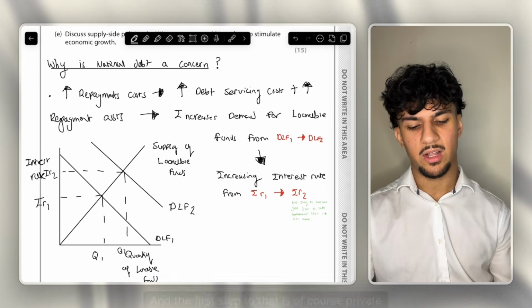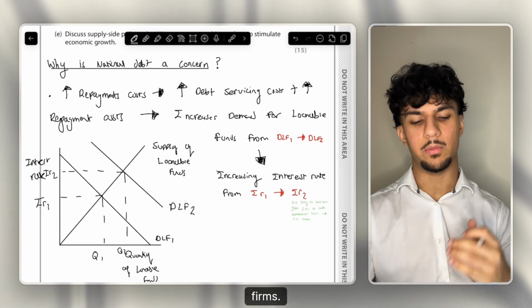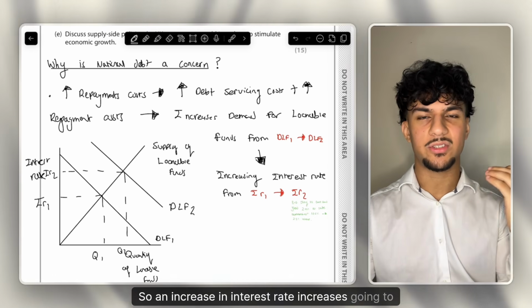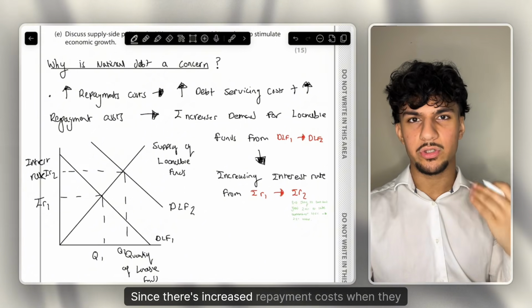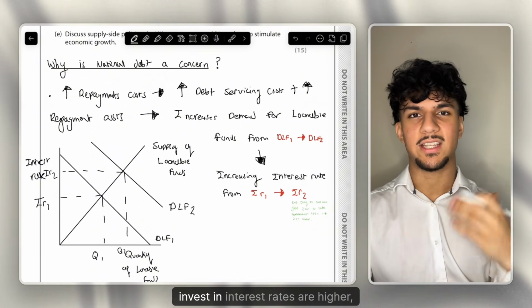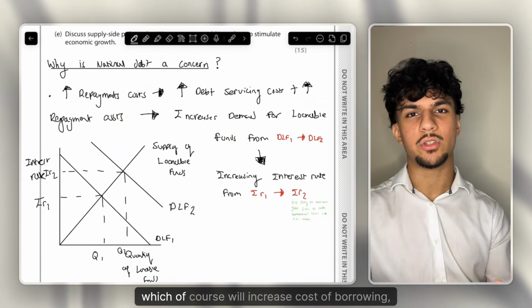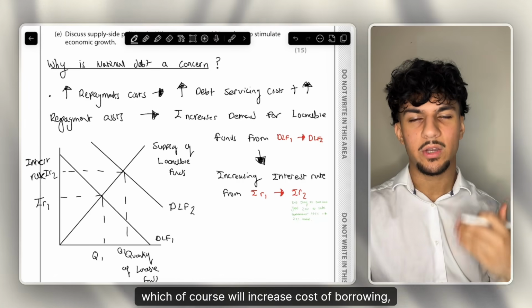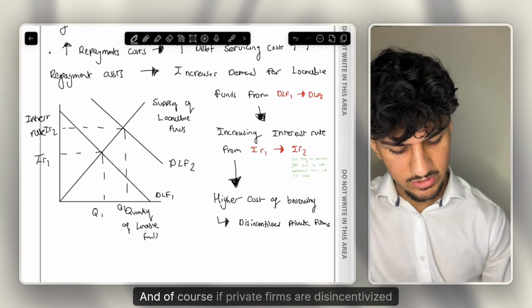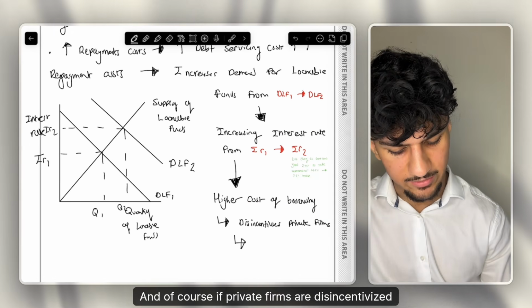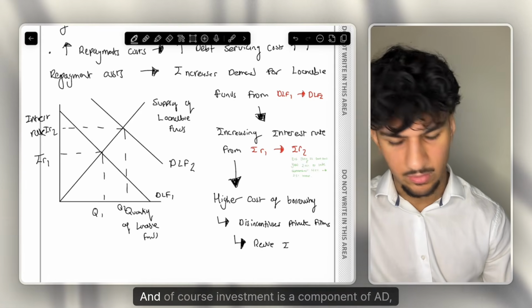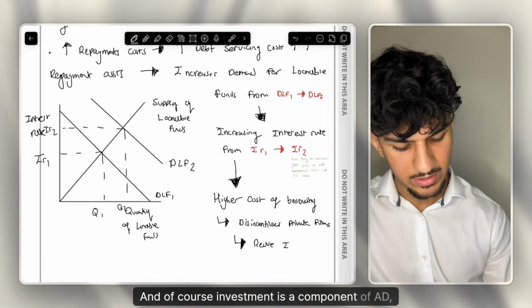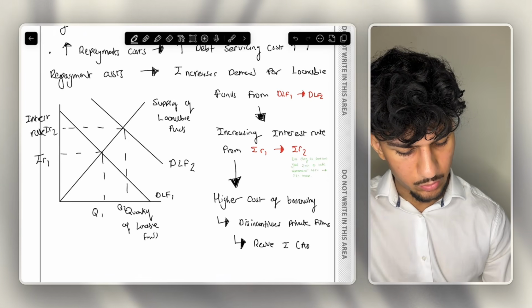Now linking back to my main point, how is an increase in interest rate going to reduce economic growth? And the first step to that is of course private firms. So an increase in interest rate is going to disincentivize private firms investing. Why? Since there's increased repayment costs when they invest, interest rates are higher, which of course will increase cost of borrowing, which disincentivizes private firms. And of course, if private firms are disincentivized to invest, this is going to reduce investment, and of course, investment is a component of AD, which causes AD to decrease.